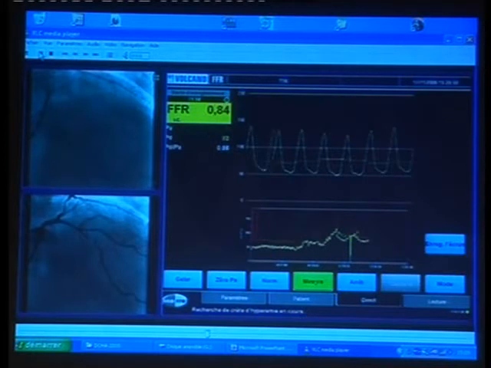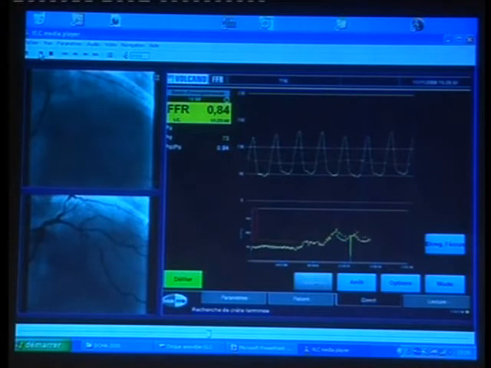Perfect. So I think that we can conclude from these two measurements that the diagonal does not require an immediate treatment, the marginal does not require an immediate treatment, and we can focus on the LAD. So the diagnostic part of this procedure is now finished, and we can go now to the therapeutic part.